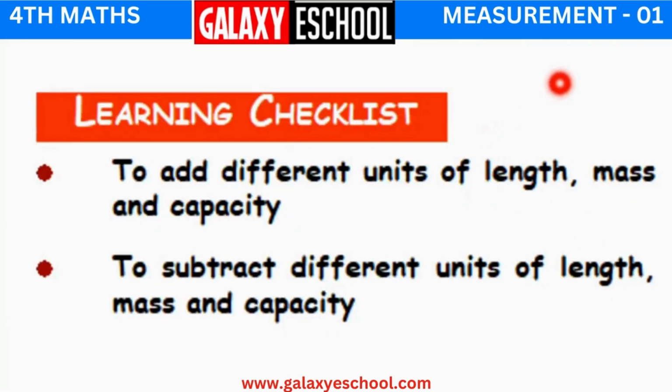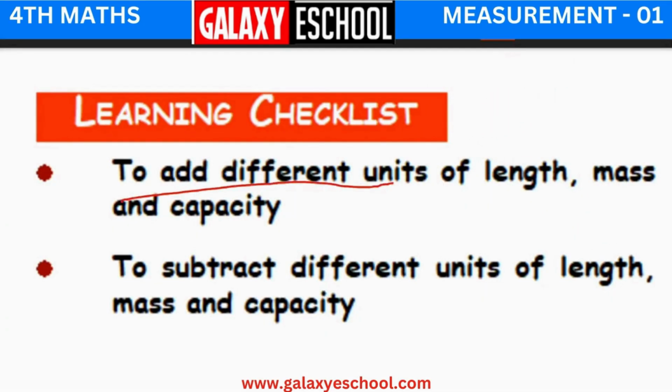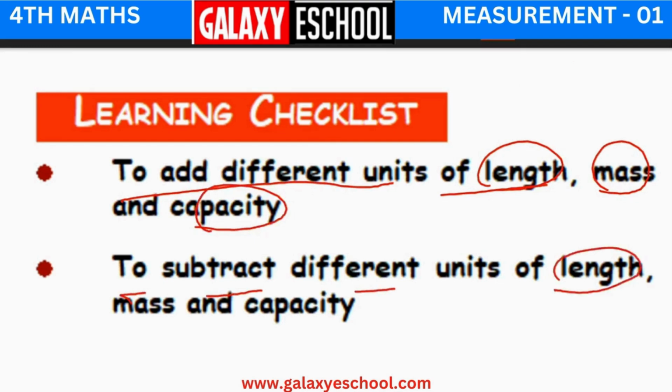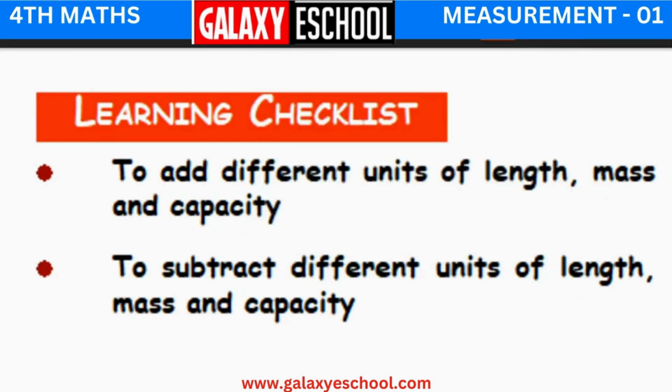That means in this chapter measurement we are going to learn how to add different units of length, mass and capacity, and also we will learn how to subtract different units of length, mass and capacity. Understood children? In your previous classes you might have already learned what are the different units of length, mass and capacity. Yes, so in this chapter we are going to learn how to add and subtract these different units.